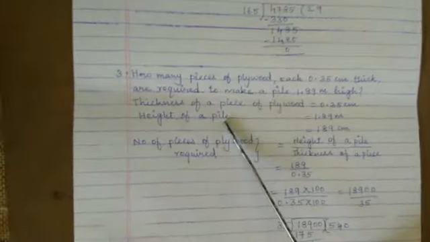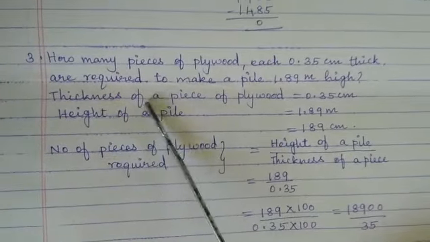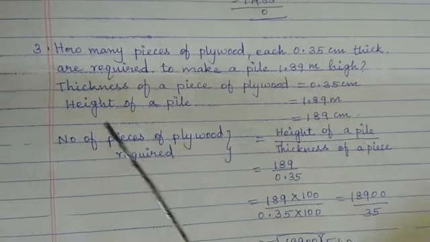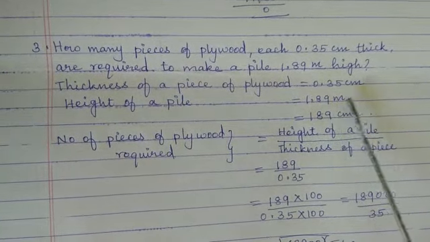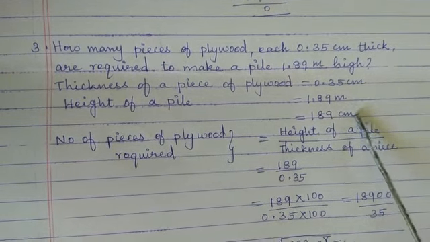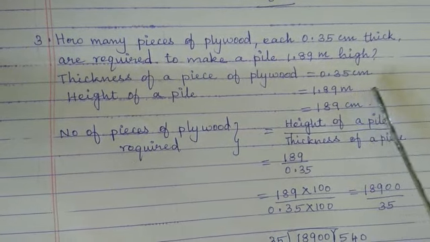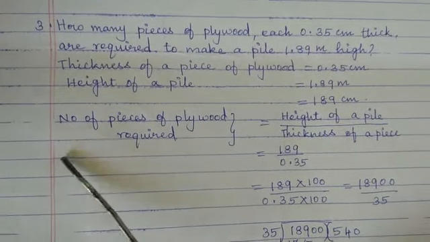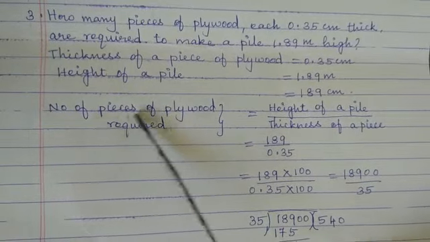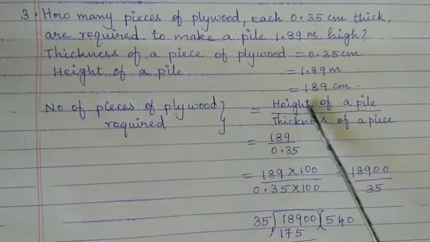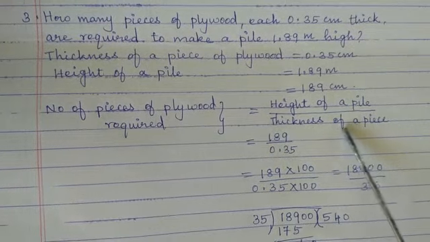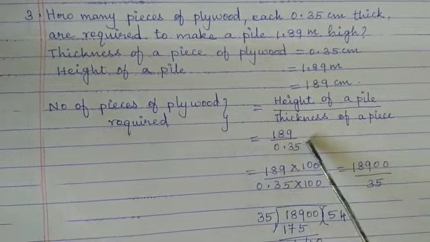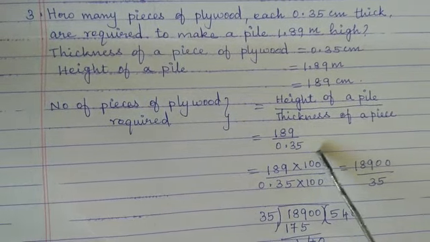So now we come to the statements. Thickness of a piece of plywood is equal to 0.35 centimeter. Height of a pile is equal to 1.89 meter. We are converting into centimeter, so we are multiplying 1.89 by 100, that is 189 centimeter. Now what we have to find out? Number of pieces. So number of pieces of plywood required is equal to height of a pile divided by thickness of a piece. That is, height of a pile, 189 centimeter, divided by 0.35, that is the thickness of a piece.